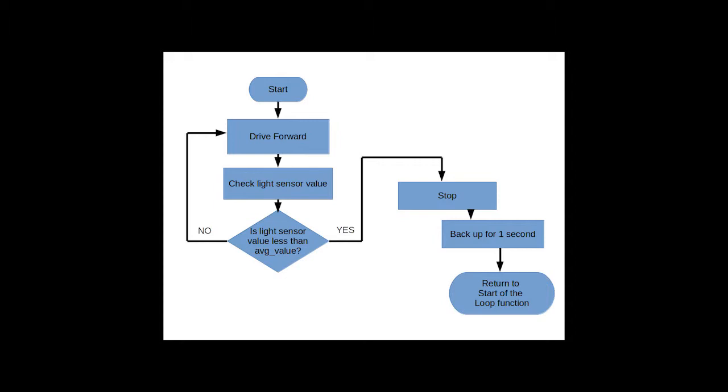This diamond represents a decision that needs to be made in the code. Here we're going to compare the light sensor value, and if the light sensor is not less than a value that we'll calculate later, then we return back up to the drive forward square. However, if the light sensor value is, yes, less than this average value that we've selected, then the robot should stop, back up for 2 seconds, and then we'll reach the terminal diamond that will return it to the start at the top of the loop function.